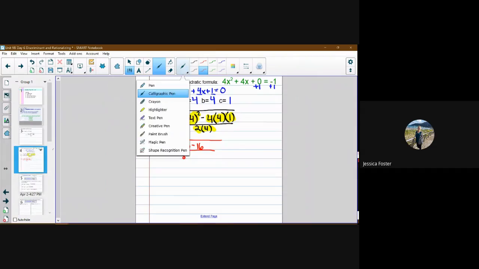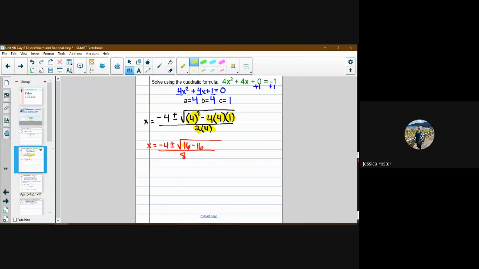We'll keep going through and simplifying. I'm going to simplify everything underneath the square root function. That's the only thing I can simplify in the next step here. So I have x equals negative 4 plus or minus the square root of 0 over 8. Got my plus and minus sign there. Well, square root of 0 is just 0. So now I'm left here where x equals negative 4 plus or minus 0 all divided by 8.